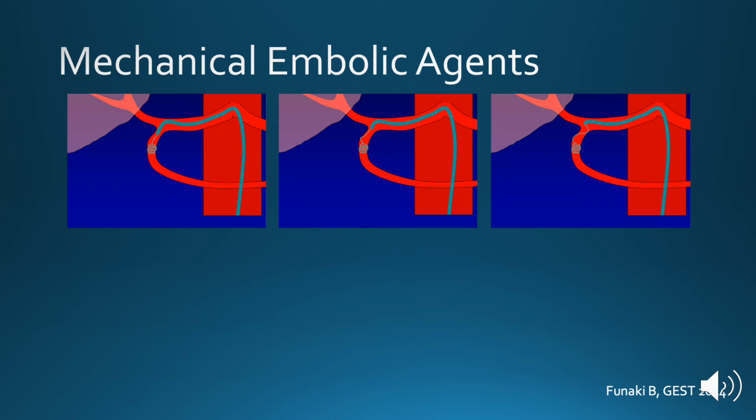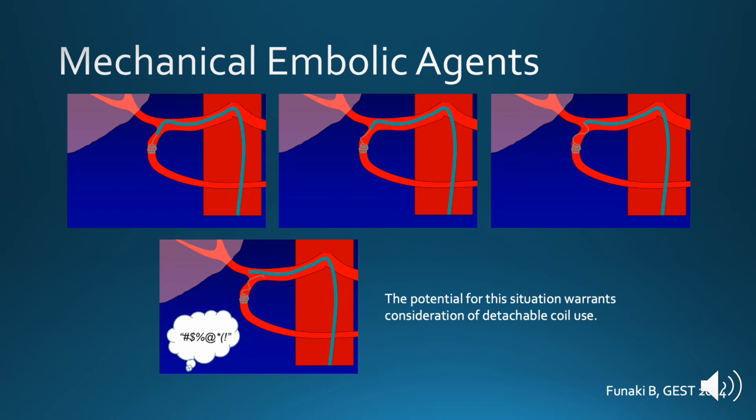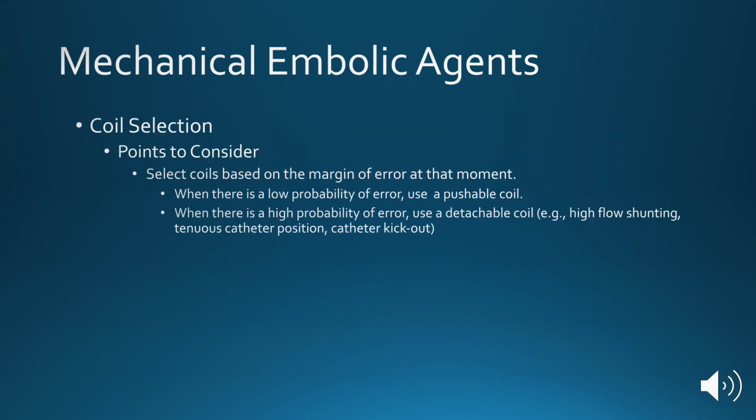In the first image, you see a detachable coil being deployed pretty nicely within the GDA, but as the coil gets fully deployed, it tends to buckle out the catheter, and then all of a sudden, once the coil is deployed, your catheter is back in the hepatic artery and part of the coil is sticking out. So you need to be aware of the potential for this situation because it may warrant consideration of detachable coil use.